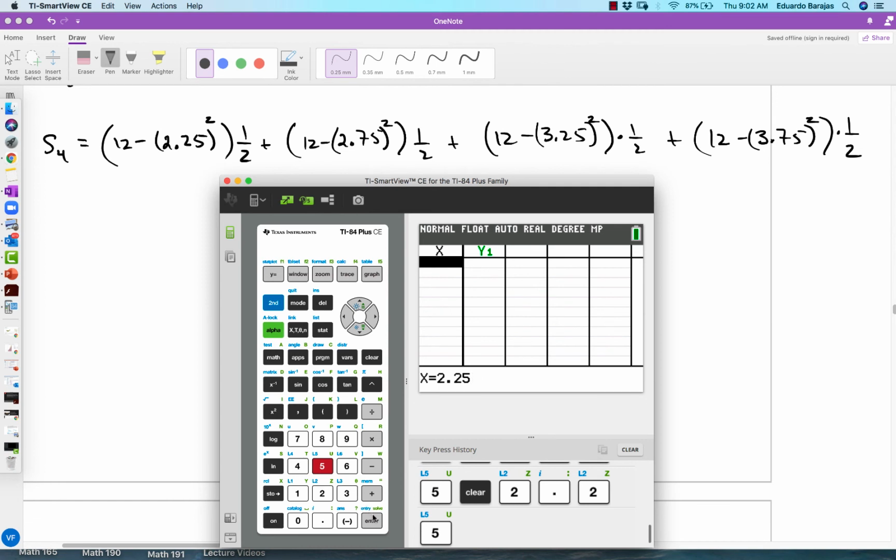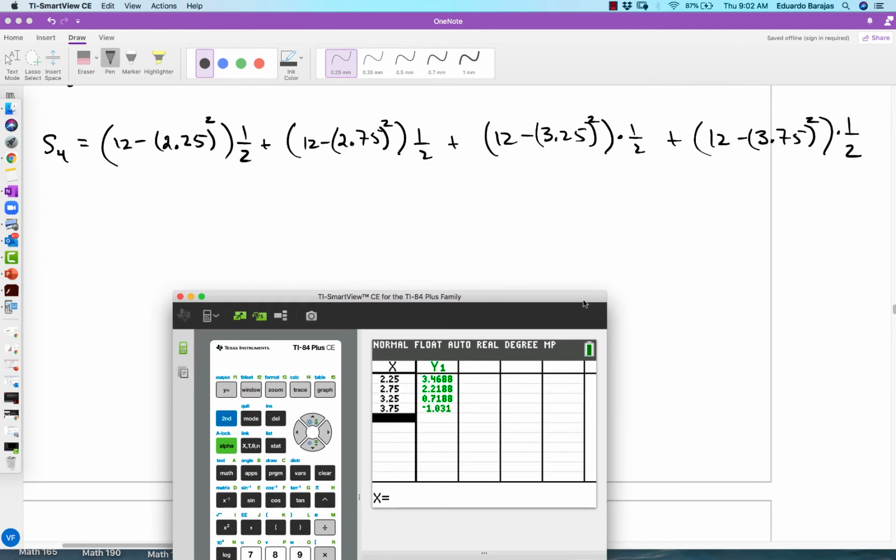2.25 is the first one, followed by 2.75, followed by 3.25, and finally 3.75. And we get a negative. Okay, so here is a case where the rectangle will actually go below the x-axis, not above.